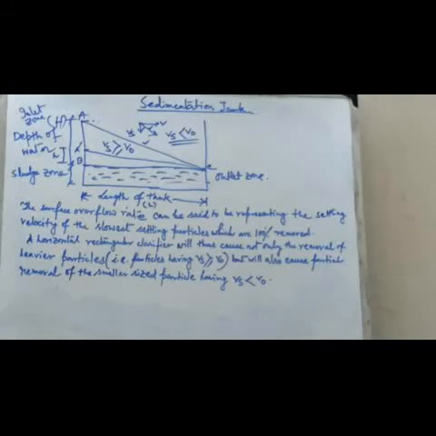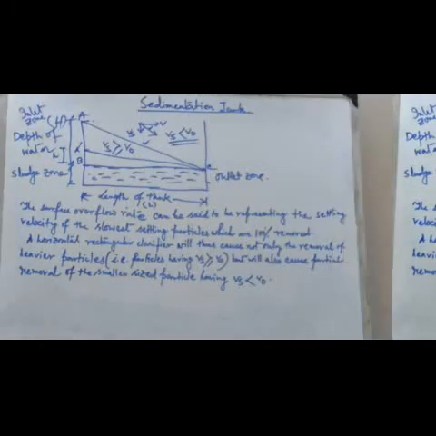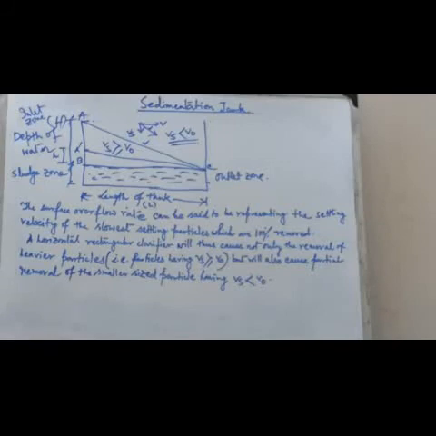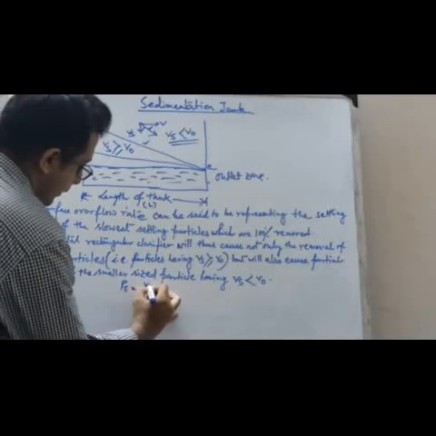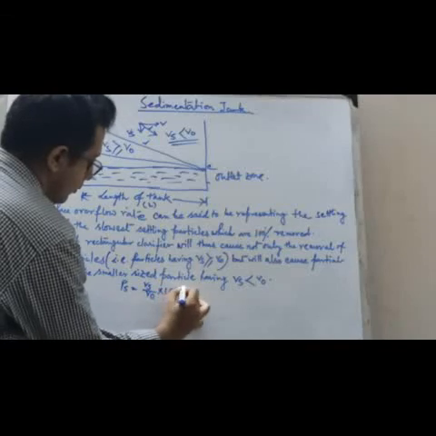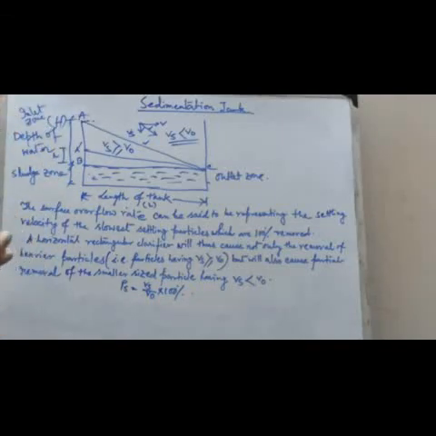Now, if we calculate how much percentage of the lighter particles will be removed in an ideal sedimentation tank, the partial removal percentage should be Vs by V0 into 100%. This is the percentage of partial removal from the settling tank.